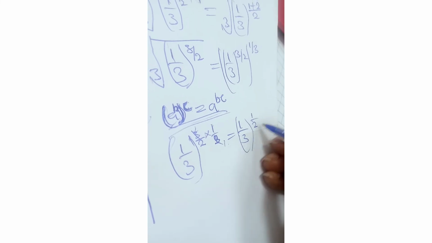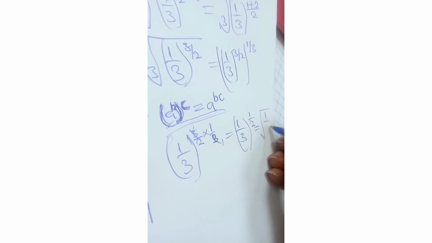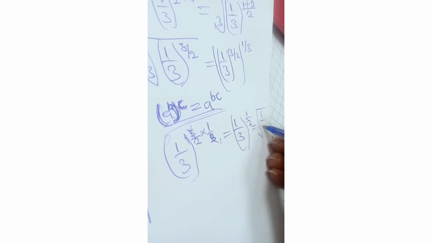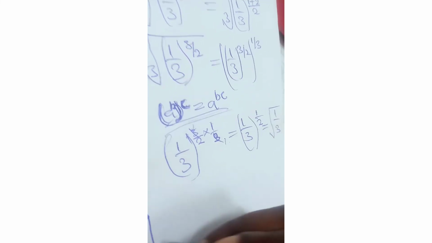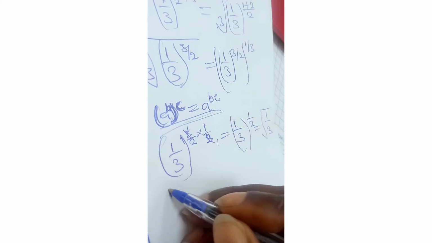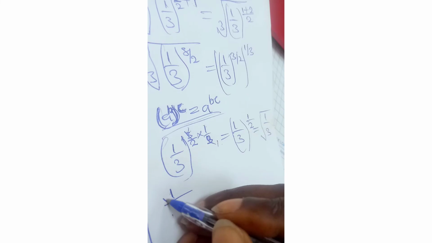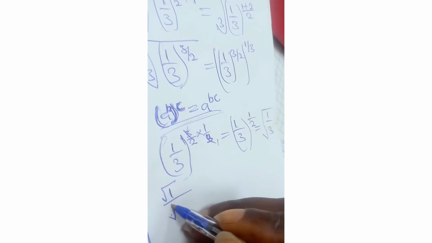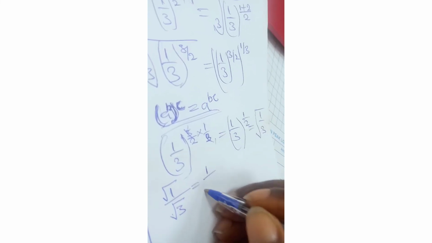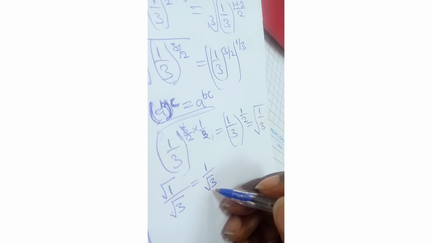Now at this junction, we have everything to be 1 over 3 raised to power 1 over 2. The power 1 over 2 will turn to square root on this 1 over 3. At this junction, the answer is the square root of 1 over 3. You can simply split this to be square root of 1 over square root of 3, and that is going to give us 1 over root 3. You can further rationalize this.